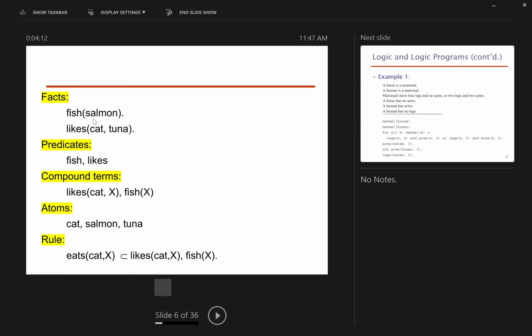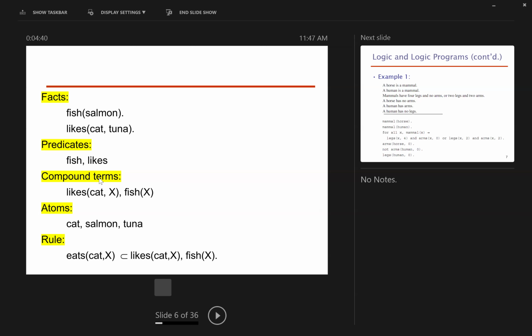Now from here we can see the predicate, which is the lowest unit: fish and like. So what is a predicate? It's a function. A regular function can be anything, but a predicate is a function that has to be what? True or false. So here, for example, the fish function has to be either true or false. That's the only two options.